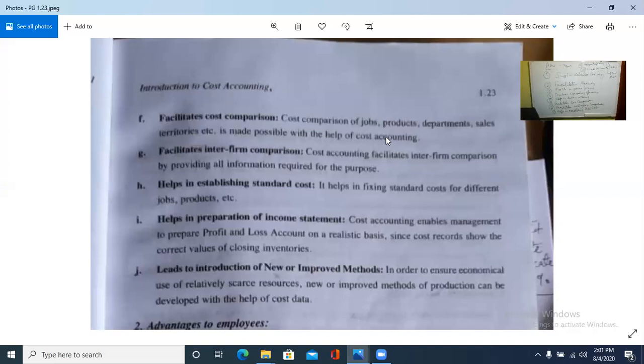So these are the advantages or the merits that belongs to which one? The management. Next we are going to see the advantages towards the employees. What all are the advantages towards the employees?